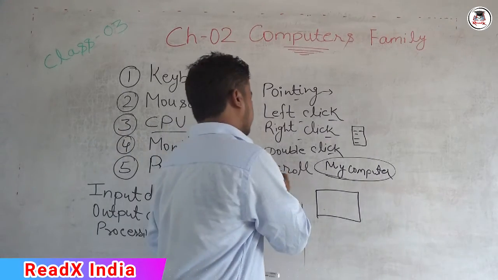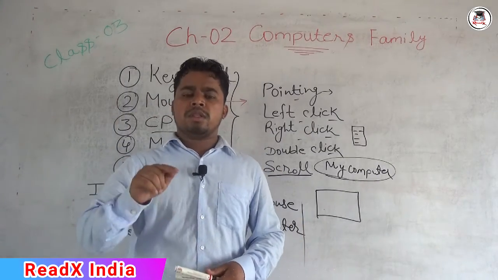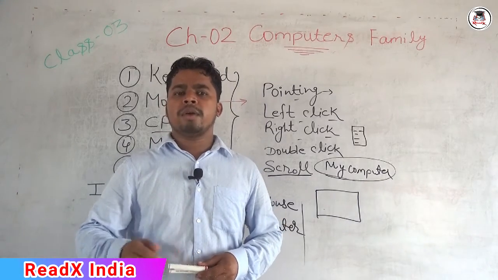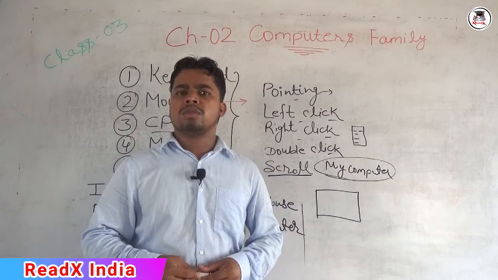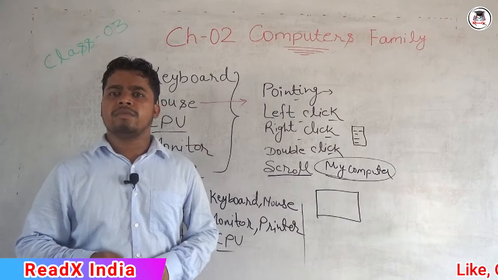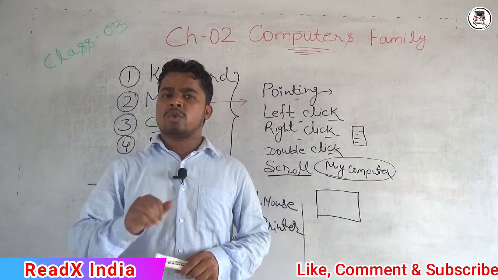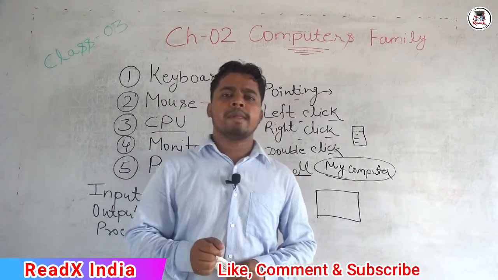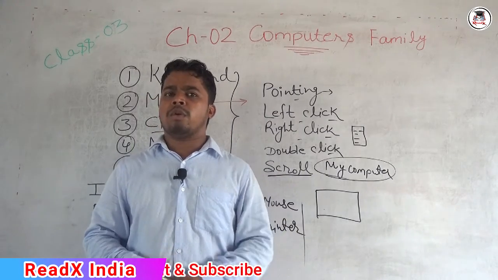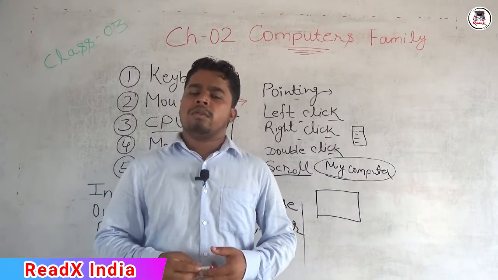Okay, the next thing is scroll. In a mouse there will be a scroll wheel in between the left button and right button of the mouse. That wheel is known as the scroll wheel, and it helps us to scroll the page up and down. Suppose the file is opened and you want to come down to the bottom of the file, you will have to use the scroll of a mouse.